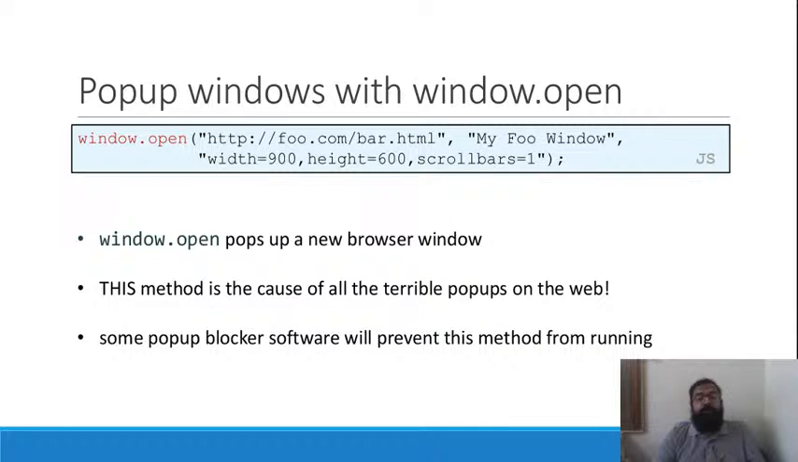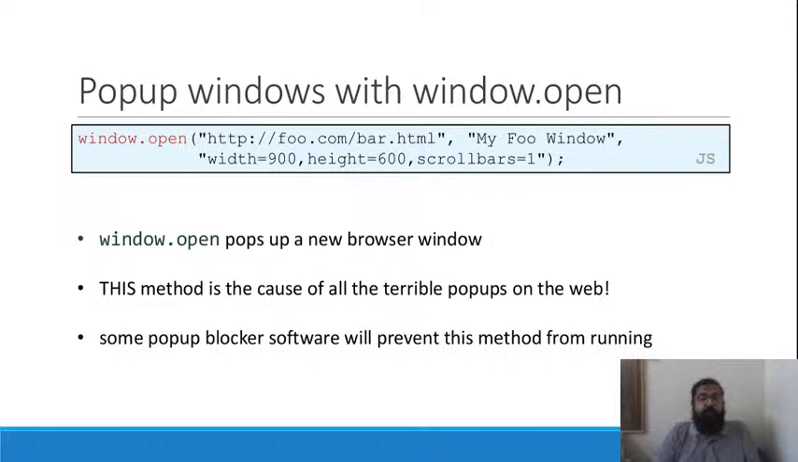Okay, so you can use pop-up windows with window.open. So you have window.open with http://foo.com/bar.html, and "my foo window". So that's the title that will be shown there. Okay, and the width and the height will be 900 by 600, and scroll bars will be 1.